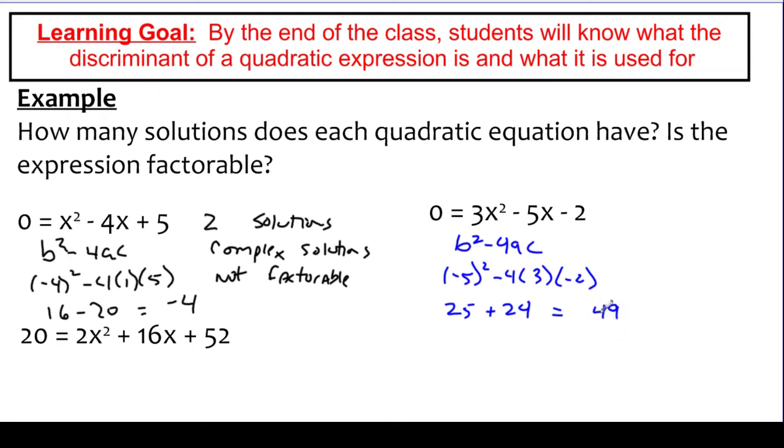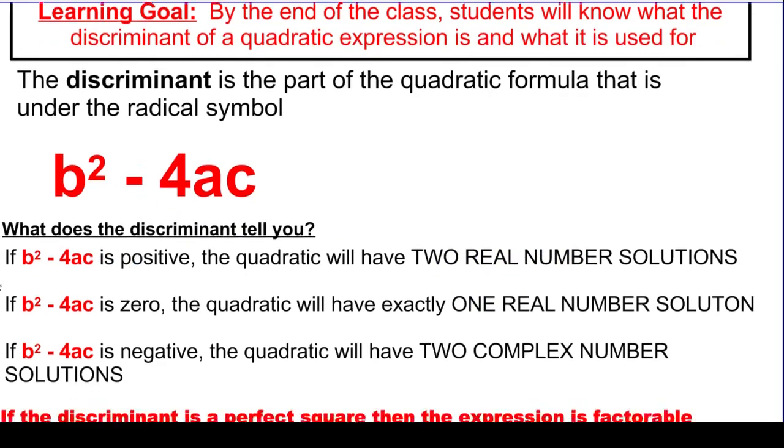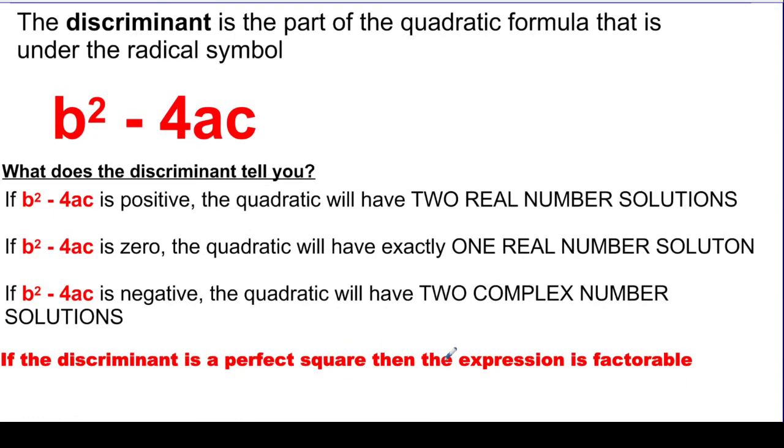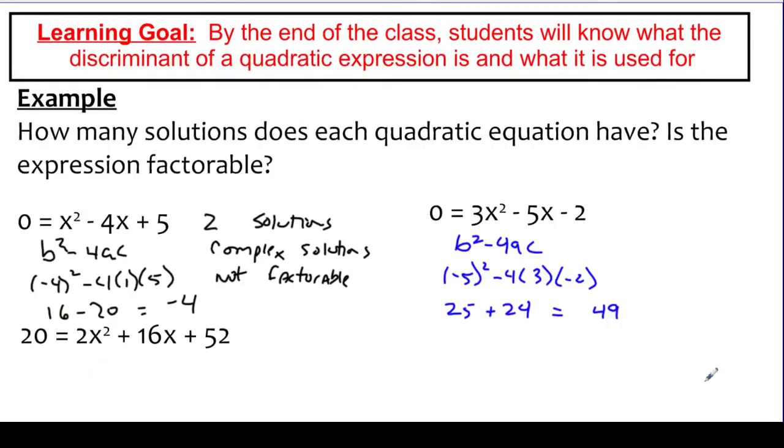So I'm going to use this. Let's go back to our reference. Our reference says if b squared minus 4ac is a positive number, you have two real number solutions. It also says if the discriminant is a perfect square, then the expression is factorable. So I can use those two facts and say, if we go back to our problem, that because this is a positive number, there are two solutions.